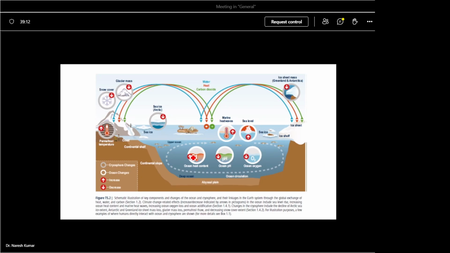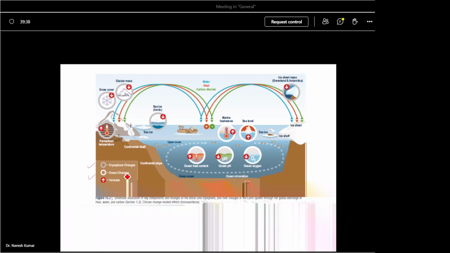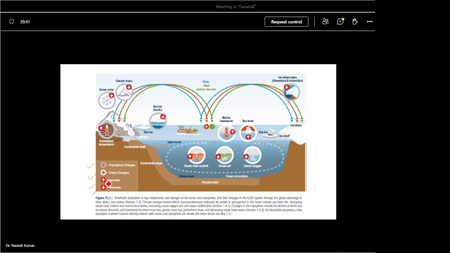This is very interesting information which sums up whatever we have discussed so far. Here we are talking about ocean heat content, ocean pH, ocean oxygen. To understand this, you need to follow these 4 symbols. The blue one suggests the changes occurring in the cryosphere. White is ocean changes, and the red circle with a white arrow pointing upward shows an increase in temperature, pH, or sea level. This one is for decrease.